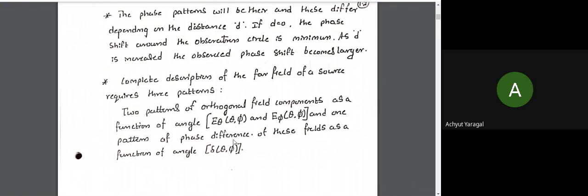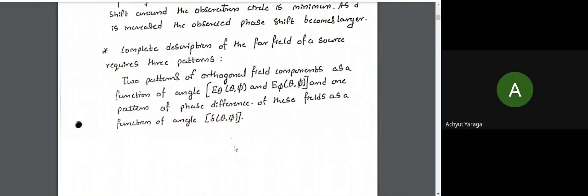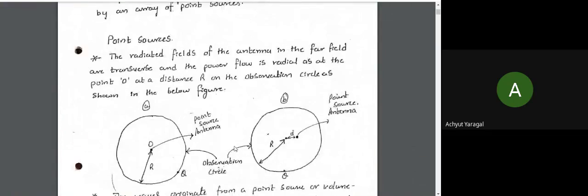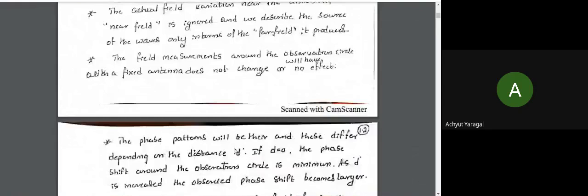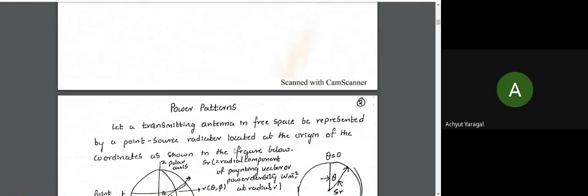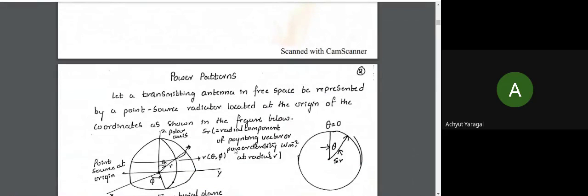Okay, this is just an introduction concerned with the point source and the related explanation. Let us move on to the next topic. Next, a very small topic: the power pattern. So what is this power pattern?